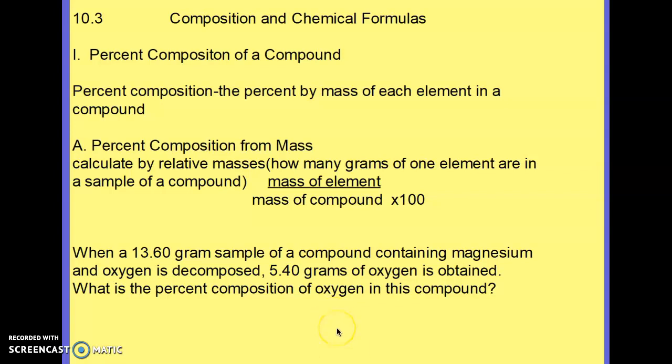These are examples that I already did together with you in class, but in case you didn't write them down or you were gone or you just want a refresher, I'm just going to go through these again.